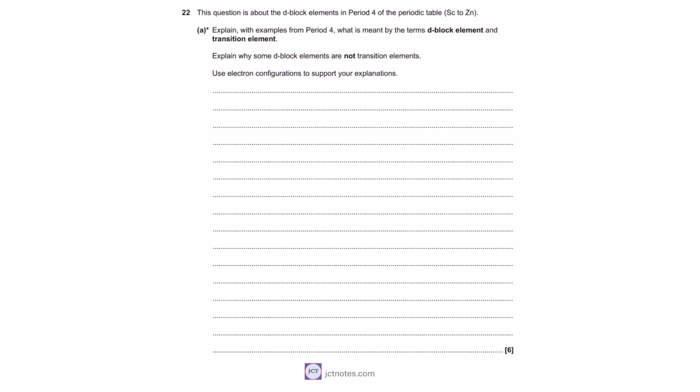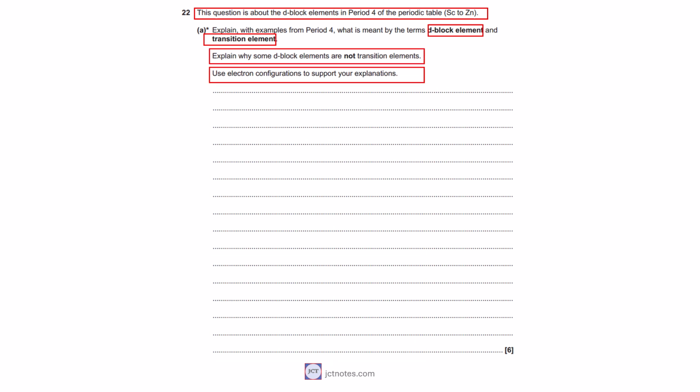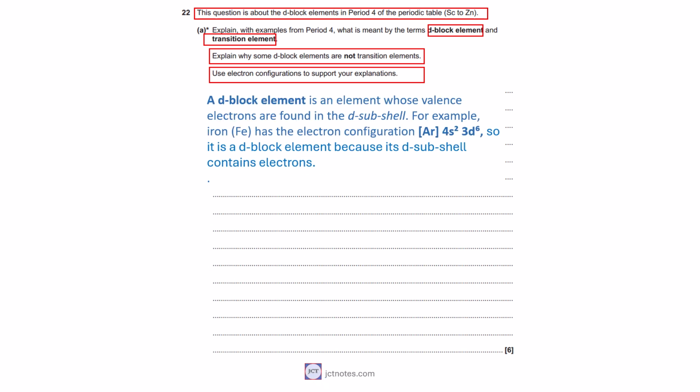Question 22 is about the d block elements in period 4 of the periodic table, scandium to zinc. In part A, we are asked to explain, with examples from period 4, what is meant by the terms d block element and transition element and why some d block elements are not transition elements, using electron configurations to support the explanations. A d block element is one whose highest energy or valence electrons are found in the d subshell. In other words, the d orbitals are being filled with electrons.